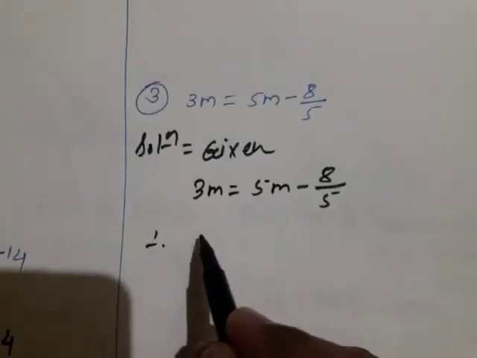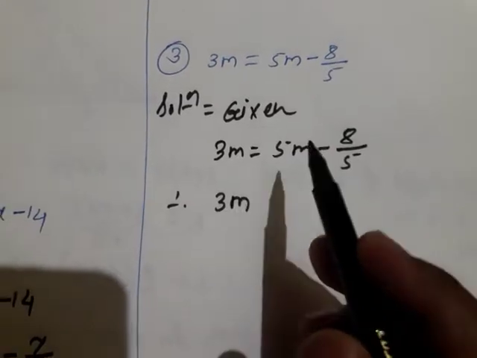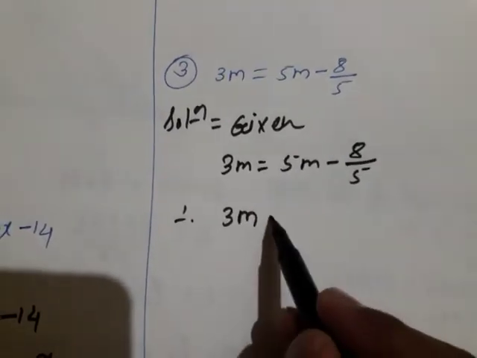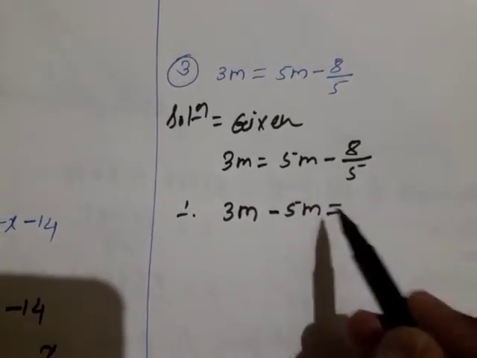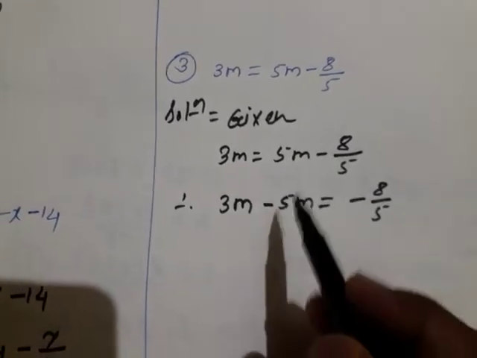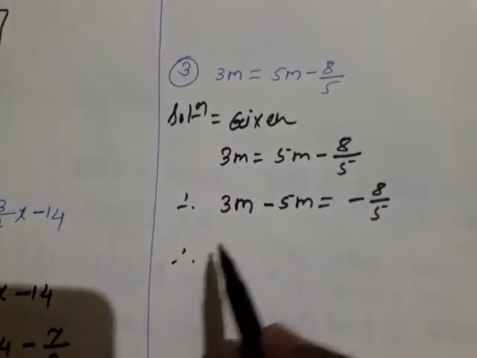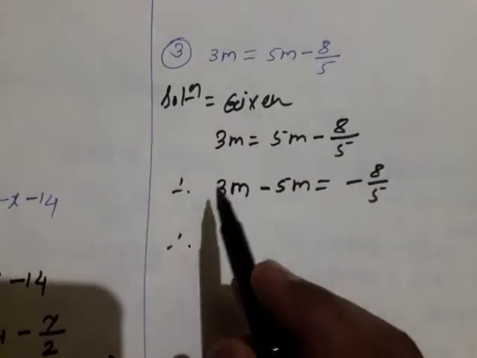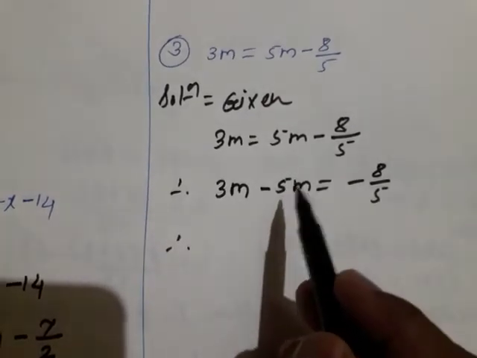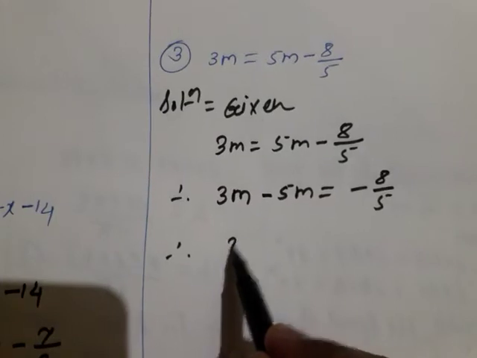Then what I will get, look, 3m. Okay, I will transfer this. I will transfer this minus 5m, minus 8 upon 5. You can do like this also. Otherwise what I told, transfer this here, transfer this here, only then it works. 3 minus 5, opposite sign means subtraction. Can 3 minus 5 be done? No, it cannot. So what will we do? We will do 5 minus 3, the answer will be 2.